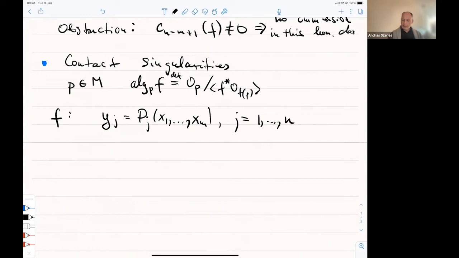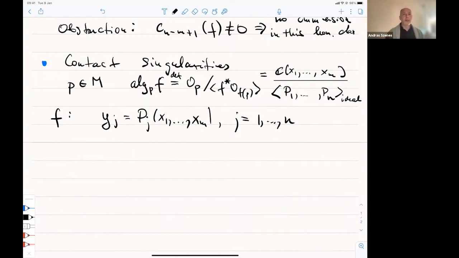Okay, and now that I have this, I can describe the local algebra in the following way. I look at the local ring, the ring of functions in x1 to xm on the space M near the point P, and then I quotient this by the ideal generated by these coordinate functions y_j. Okay, so that's the local algebra.